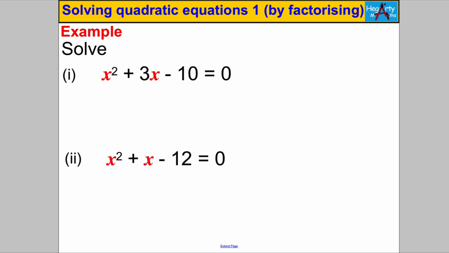Next ones, pause and have a go. Remember step 1 to factorize. Two numbers that multiply to -10 and add up to +3. This is going to be x add 5, x subtract 2 is equal to 0.